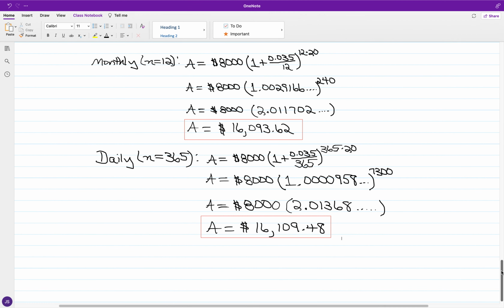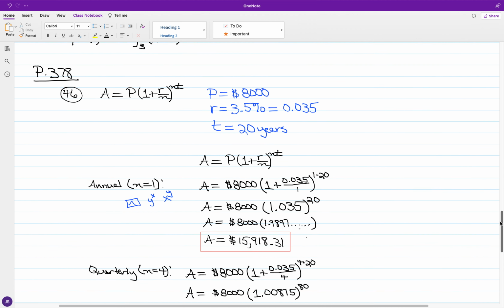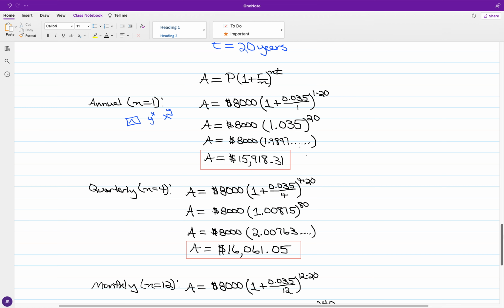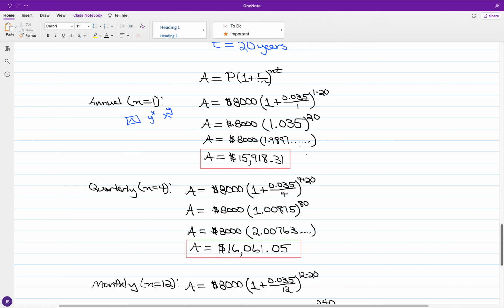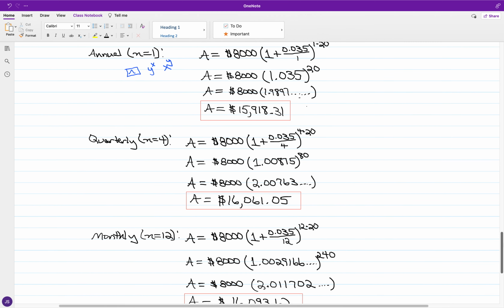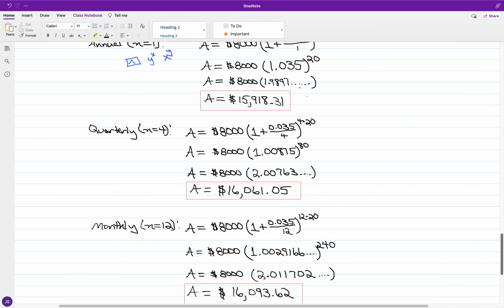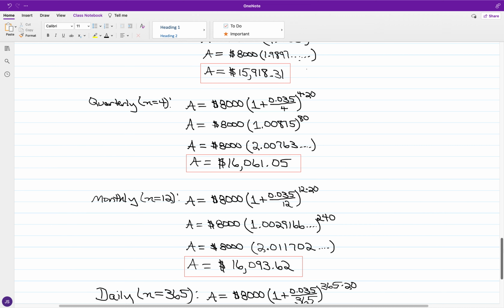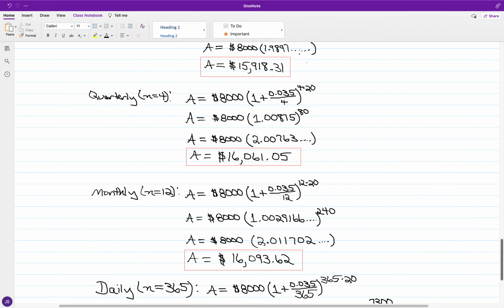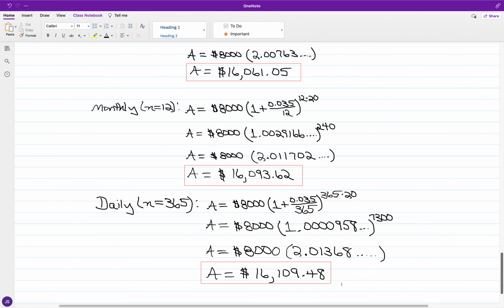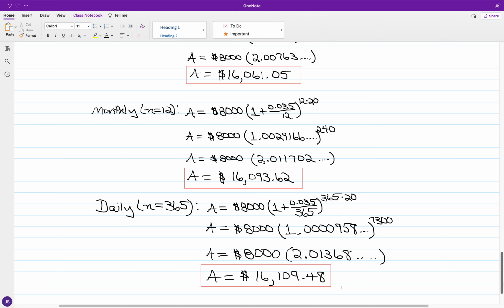Okay, so just looking at what we have for the items here. Annual compounding, you have 15,918.31. Quarterly, we have 16,061.05. Okay, the balance is a little bit higher. And then once we get to monthly, you have almost between $31 and $32 in the jump, a little bit higher. And then for daily, you have 16,109.48, still a little bit higher.